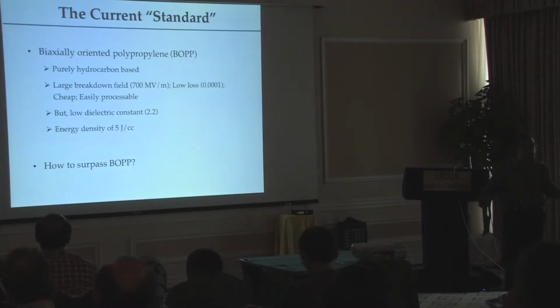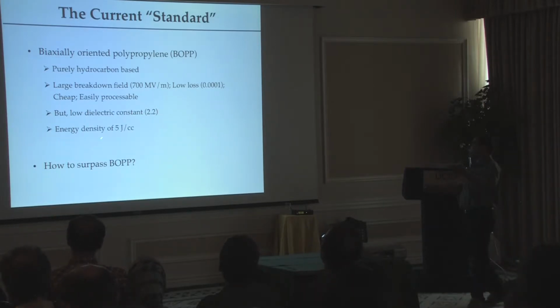But what is currently being used? The Toyota Prius, for example, has capacitor banks made out of polypropylene. It's a simple hydrocarbon-based polymer. It has a large breakdown field. It has a low loss, and we won't talk much about loss here. It's very cheap. It's very easily processable, easy to make films out of. But the problem is it has a very low dielectric constant. Right? And because of that, its energy density is 5 joules per cc. The idea is to increase this by either increasing the dielectric constant or increasing the breakdown field, or both.